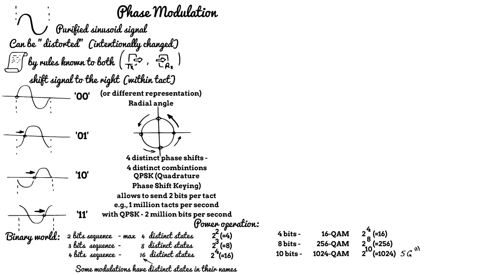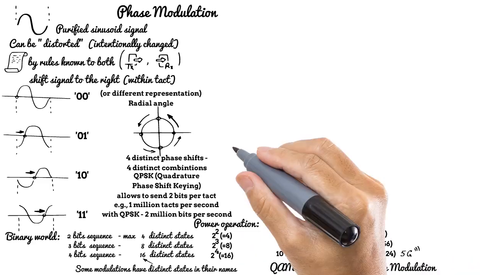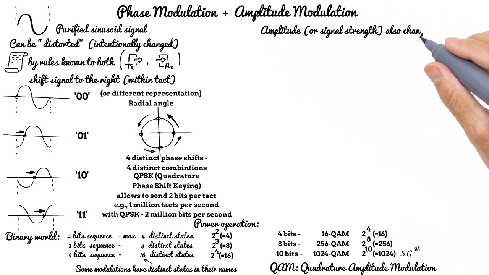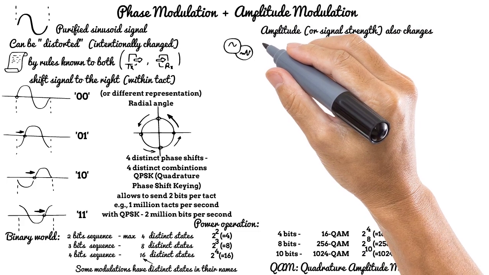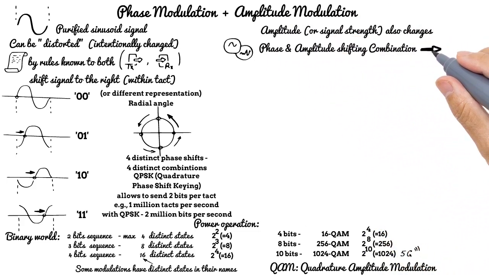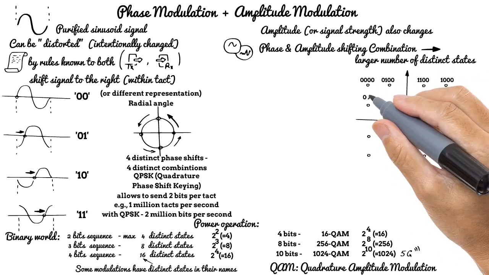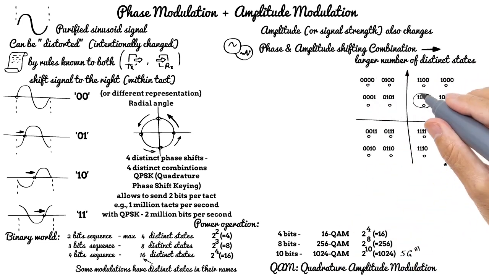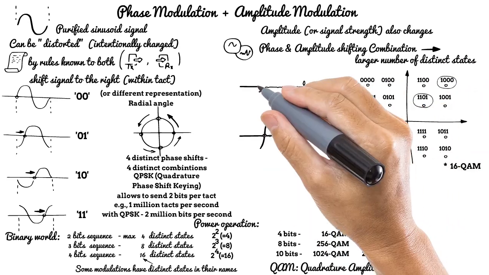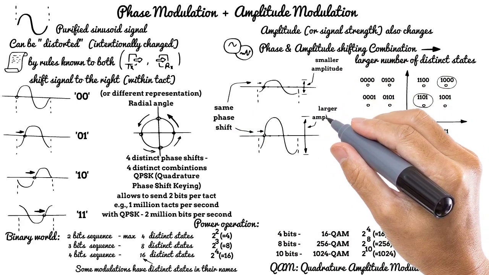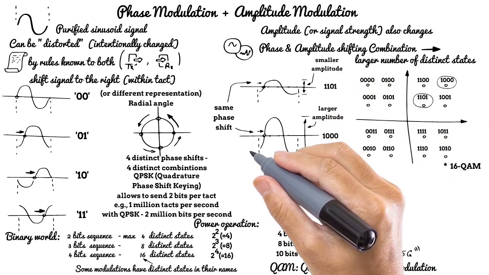A small comment for those who plan to dive deeper into modulation. QAM stands for Quadrature Amplitude Modulation, and in addition to phase shifting, the amplitude of the signal, or signal strength, is also changing. Combinations of phase and amplitude shifting allow achieving an even larger number of distinct states. Look at the graphs and compare with the one for QPSK. If you compare these 2 dots, they both have about the same phase shift, but with different signal strength, and different dots represent different bit combinations.